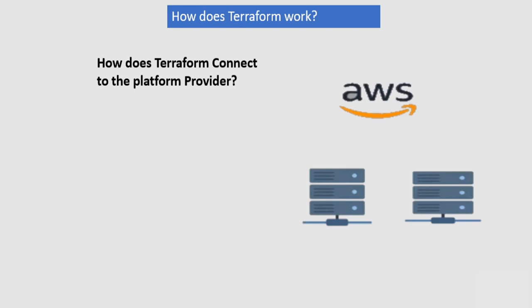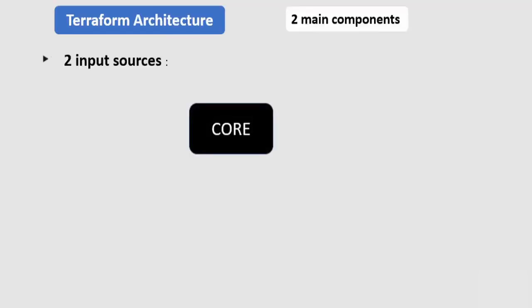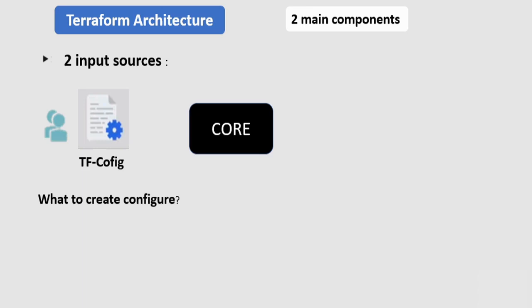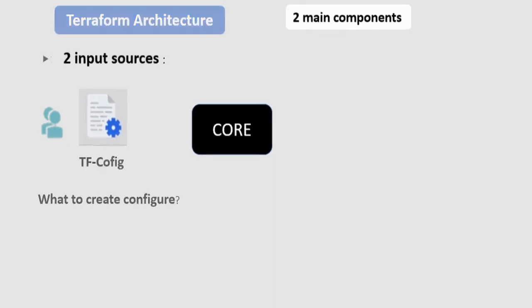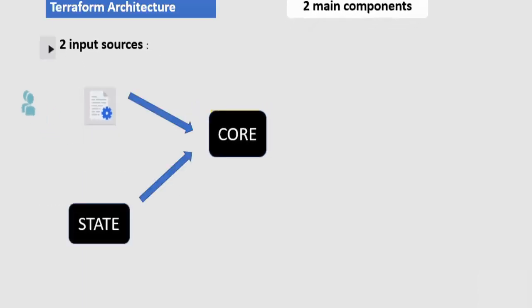The first one is Terraform core, and the core uses 2 input sources in order to do its job. The first one is the Terraform configuration that you as a user write, where you define what needs to be created or provisioned. And the second one is the state, where Terraform keeps the up-to-date state of how the current setup of infrastructure looks like.